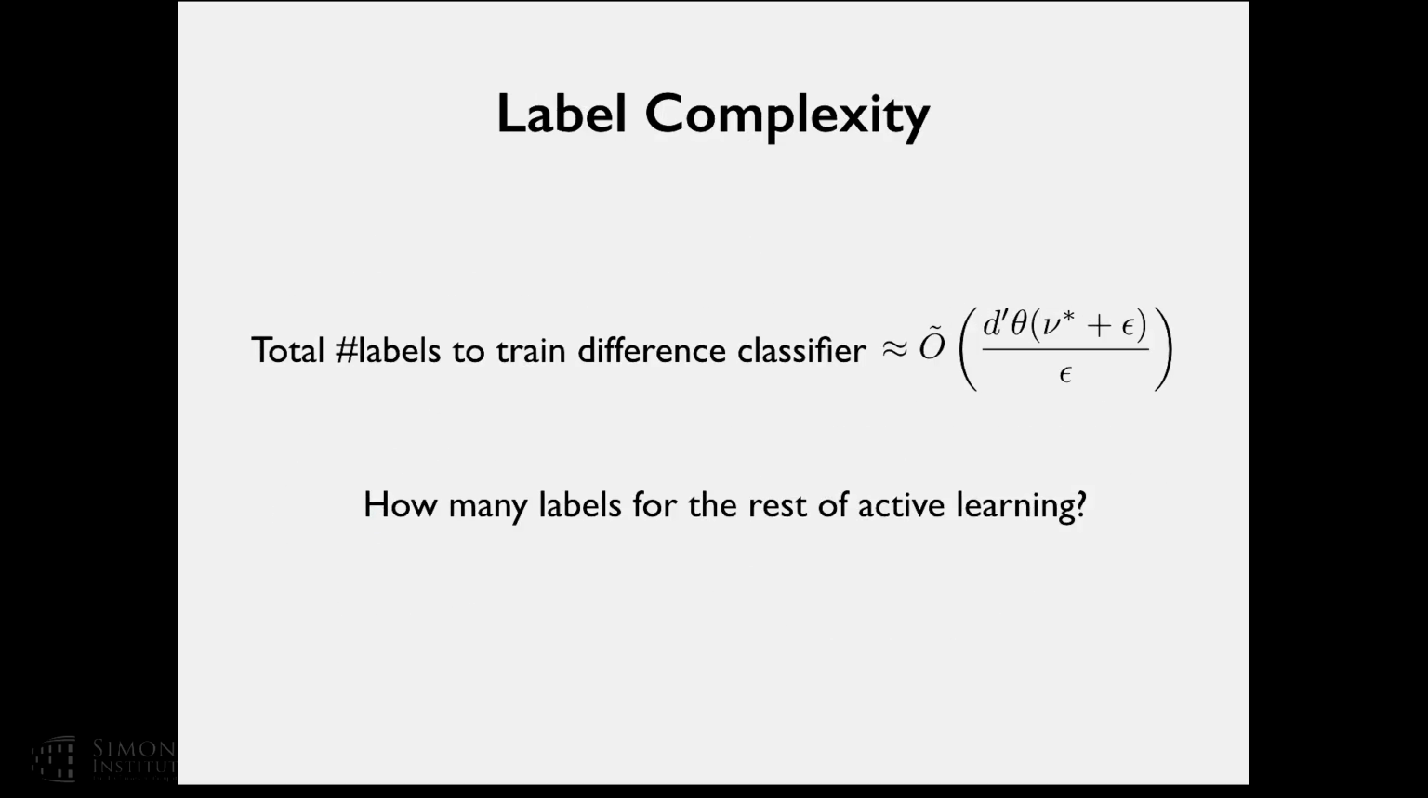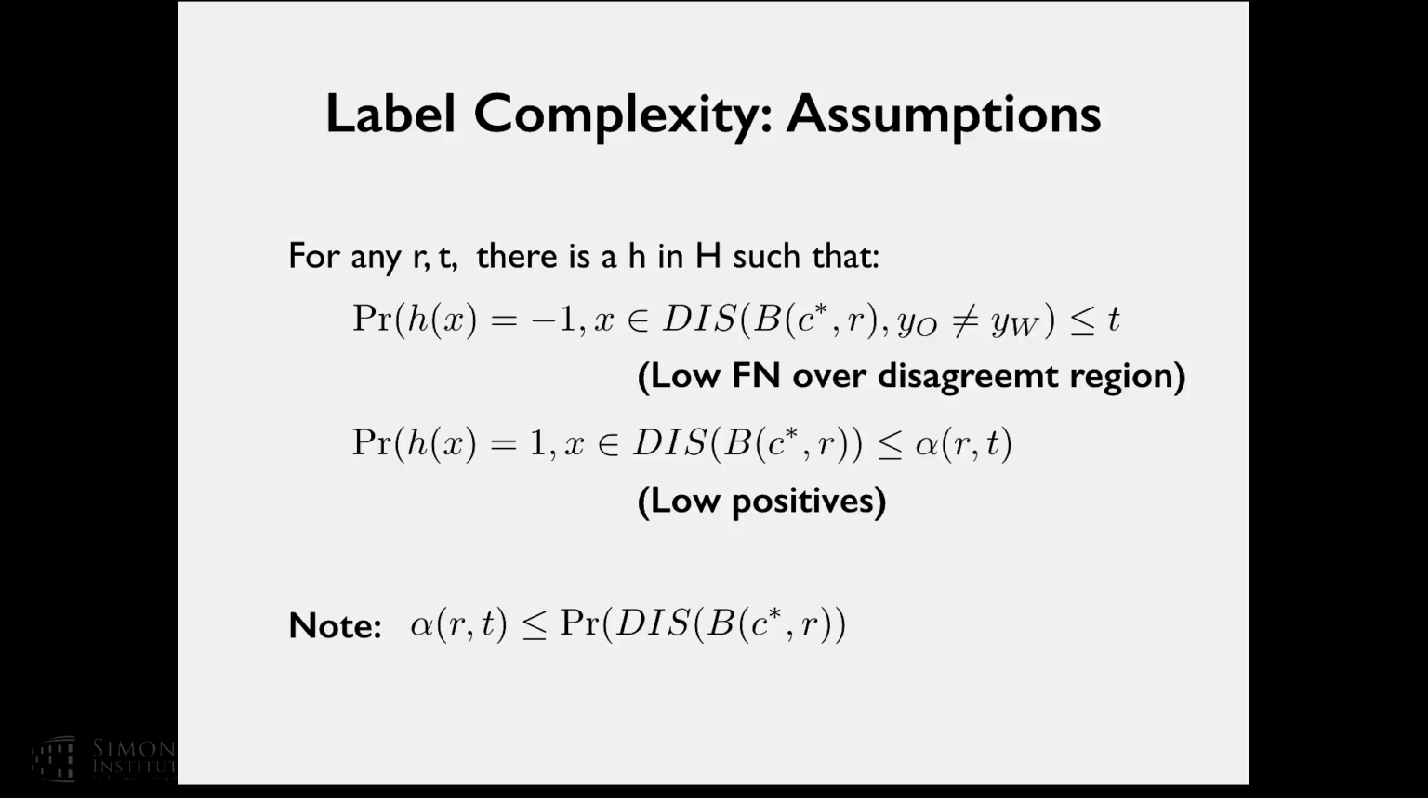And so here, the total number of labels to train the difference classifier would be d prime times theta of nu star plus epsilon over epsilon. Okay, and for the rest of active learning, this part is a little bit technical, we need to define some measure of how much the O and W differ and how well this is predictable. So we will make a couple of assumptions. The first assumption is that there is a classifier which has low false negative error over the disagreement region, right? So there is an H which has low false negative error. And then alpha RT essentially measures the rate of positives of this H, right? So the thing to remember is that alpha RT is always going to be less than or equal to the probability mass of the disagreement region.